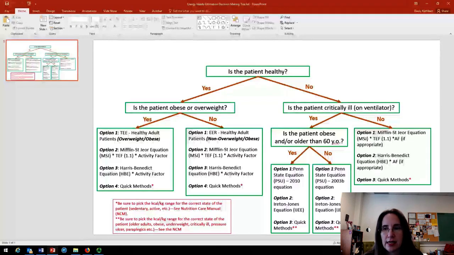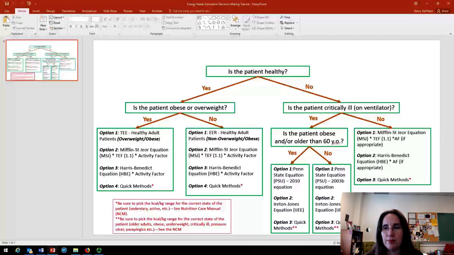And then you say, are they obese or not, and use their BMI to determine that. So if they're overweight or obese, meaning a BMI of 25 or above, then you would say yes, and then you may use the TEE equation. This TEE equation is part of the DRI equations. There are two DRI equation sets. There are EERs for normal weight or non-obese people, and then there are TEE equations for overweight or obese adults who are relatively healthy.